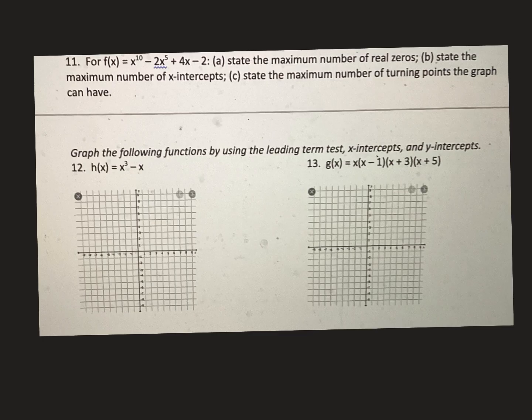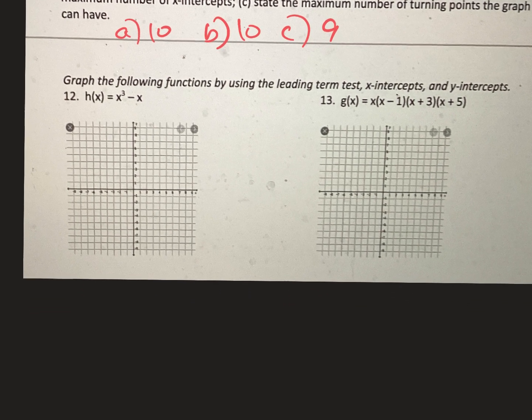Hope that helps. Number 11, for this one, state the maximum number of zeros, the max number of x-intercepts, and the number of turning points the graphs can have. So you don't have to worry about doing this exactly, just how many could it have. How many real zeros could it have? Whatever the degree is, 10. How many maximum number of x-intercepts? Guys, x-intercepts are zeros, 10. C, how many turning points could I have? 1 less than that always, 9. That's one of the easiest questions on the test. Make sure you got those patterns there.